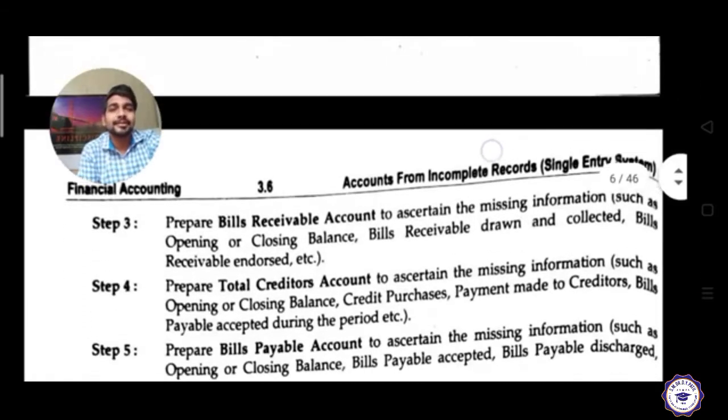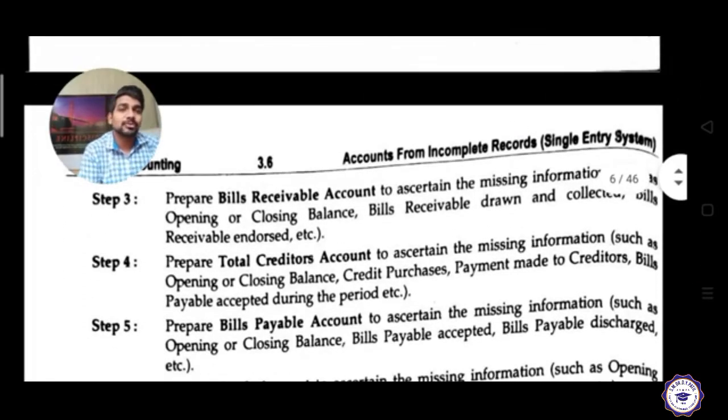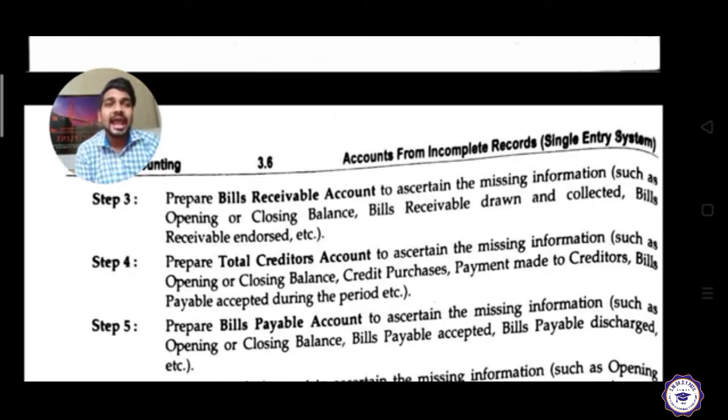And under step 3, you should have to prepare bills receivable account to ascertain the missing information, such as opening and closing balance, bills receivable drawn and collected, bills receivable endorsed, etc. Under step 4, you should have to prepare total creditors account to ascertain the missing information, such as opening and closing balance, credit purchase, payments made to creditors, bills payable accepted during the period, etc.